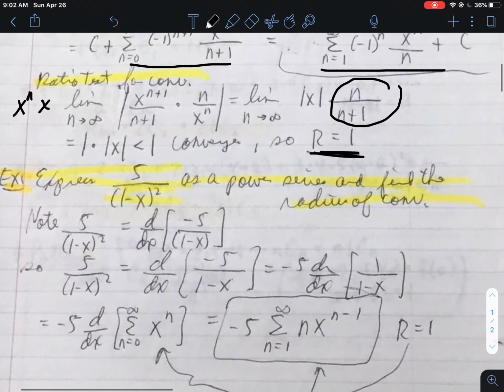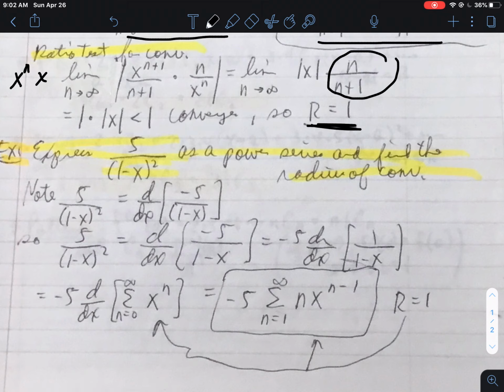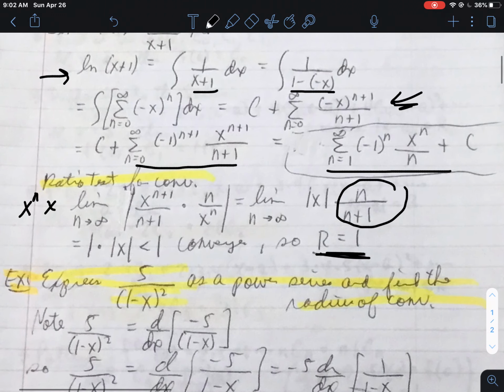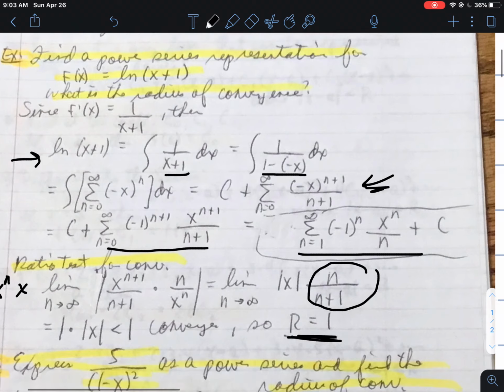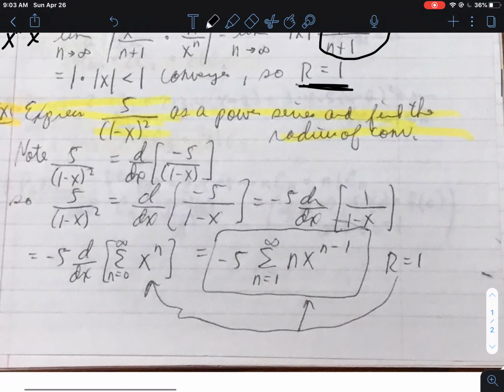The second one, just to give you an example with integration, or excuse me, derivatives as well. That's a lot trickier, and again, it depends on the function. This one was a little bit straightforward because I could recognize easily enough that the derivative of ln of x plus 1 is 1 over x plus 1. And then boom, I have a function of the form that we wanted, the 1 over 1 minus x. This is a little bit more problematic. Express the function 5 over 1 minus x squared as a power series, and find the radius of convergence.